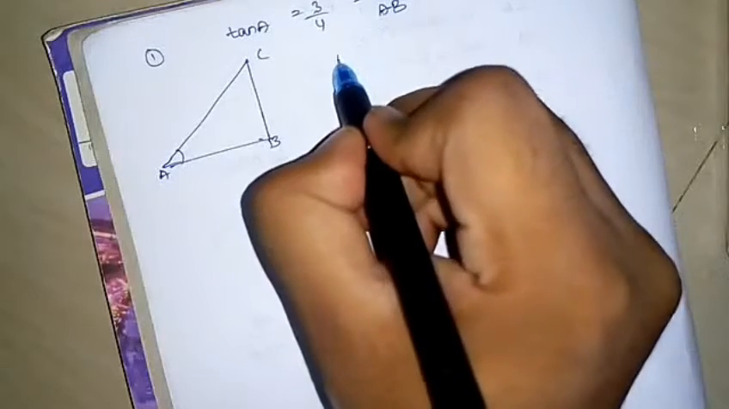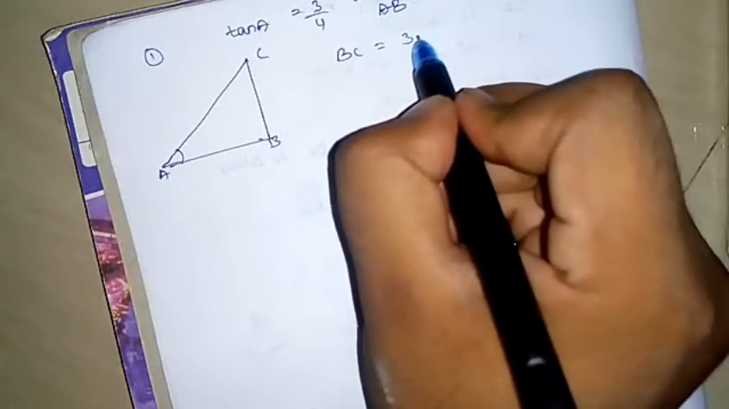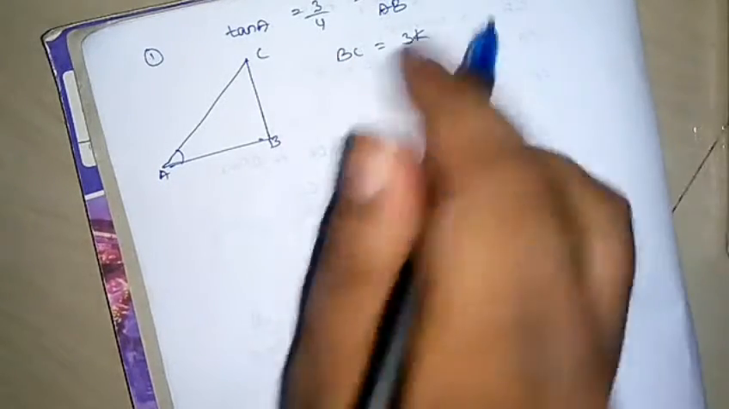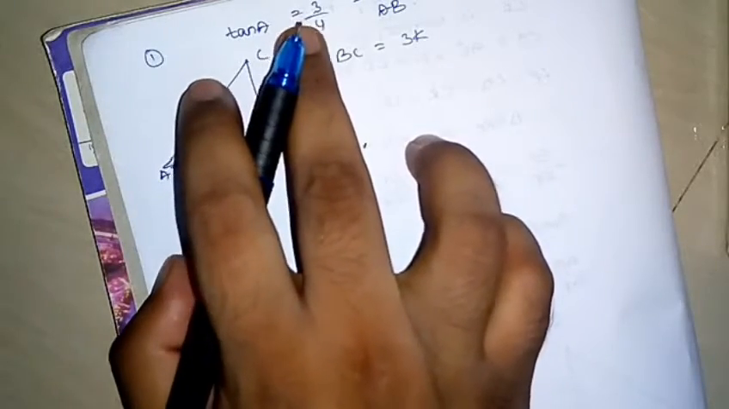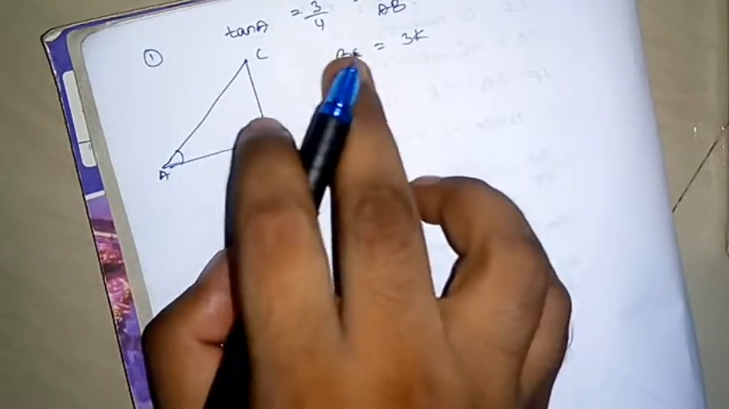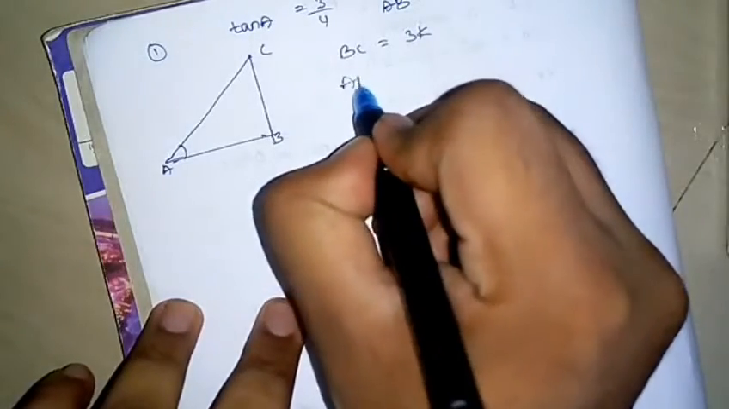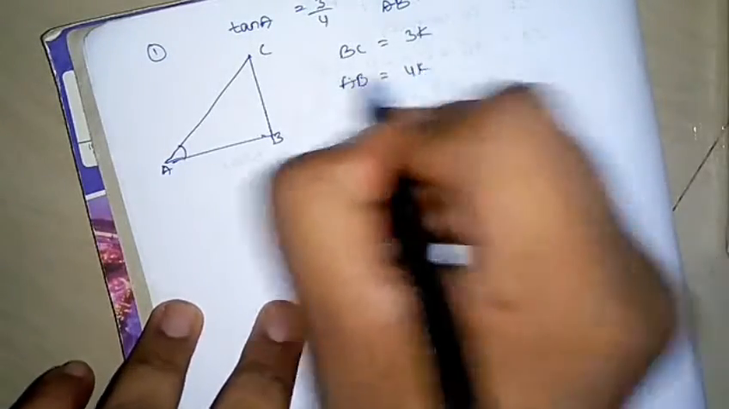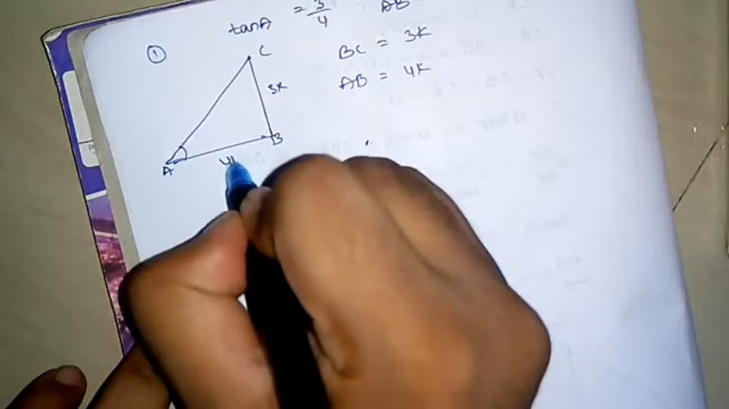So you can take BC is equal to 3 into some constant K. You shouldn't take directly 3. Since this is a ratio, you have to multiply it with a constant. So BC is equal to 3K, AB is equal to 4K. So this is 3K and this is 4K.